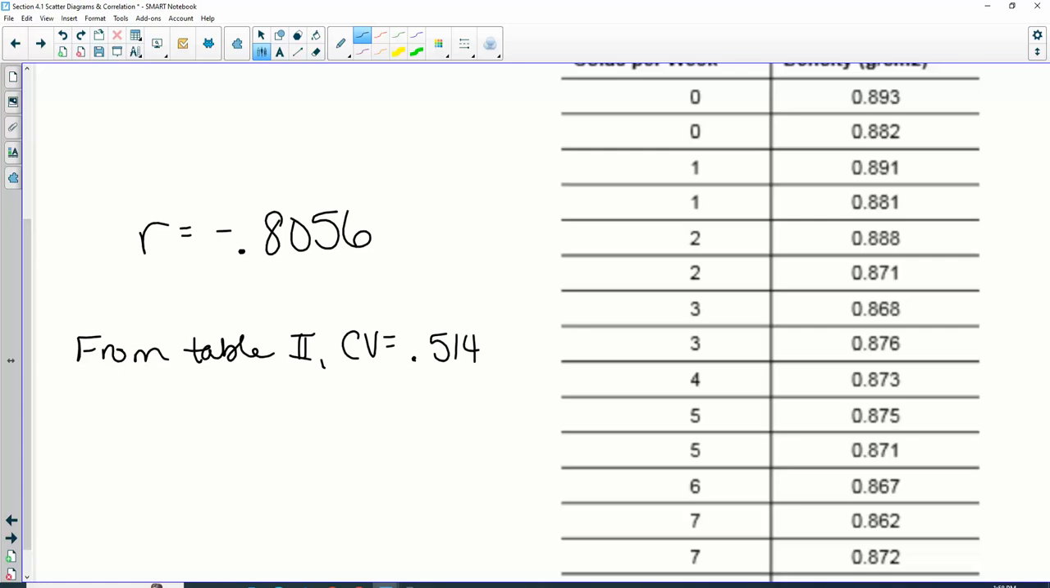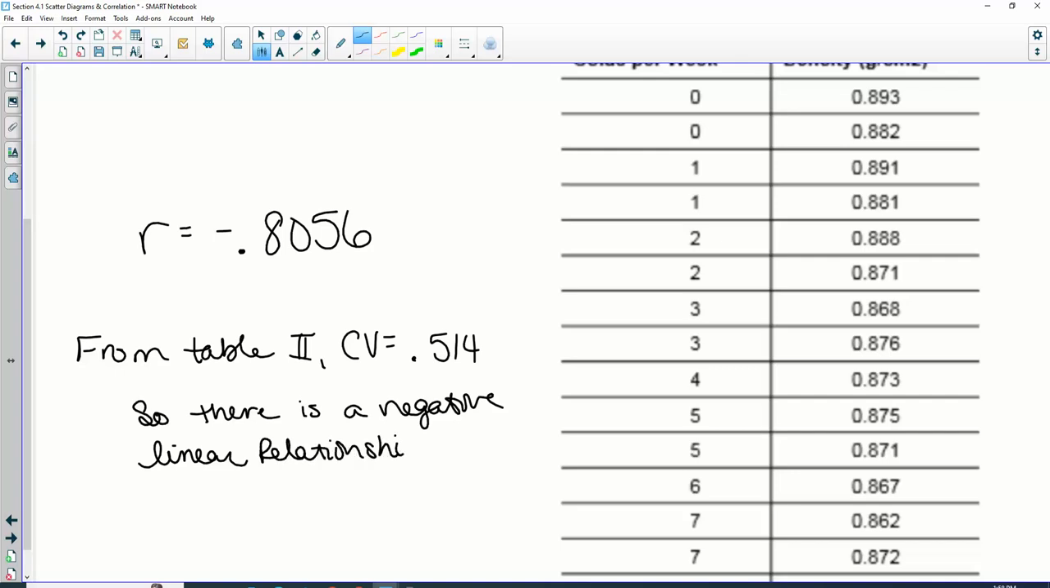Yes. It's a negative linear relationship. Okay, and we decide as long as the absolute value of R is bigger than the critical value. So 0.8056 is bigger than 0.514, so it's linear. The negative is just telling me that it's decreasing.